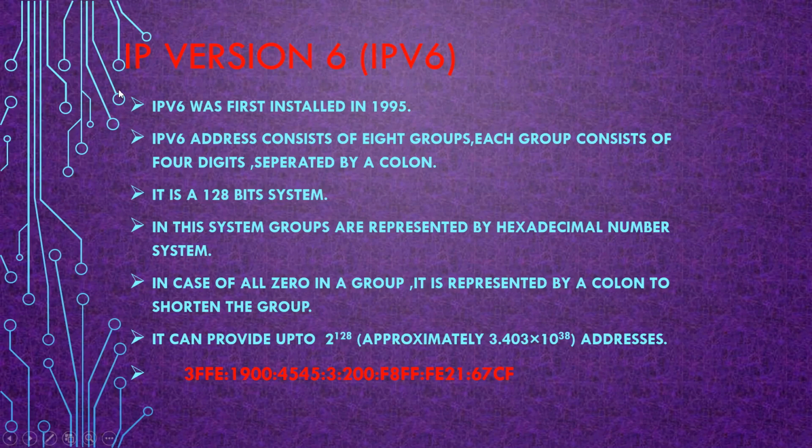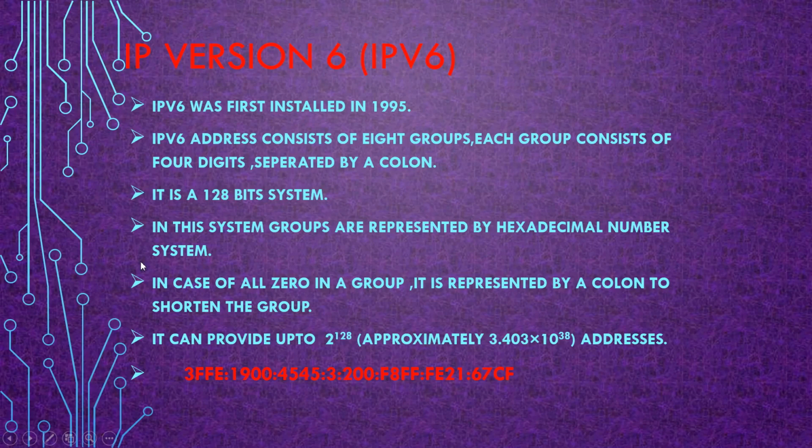IP version 6, or IPv6, was first installed in 1995 because of the limitations of IP version 4. An IPv6 address consists of 8 groups. Each group consists of 4 digits, separated by a colon. As you can see, this is an IP version 6 address. There are 8 groups, you can count them. Each group consists of a maximum of 4 digits. It shouldn't exceed 4. It can be less than 4, but it shouldn't exceed 4 digits. And each group is separated by a colon.